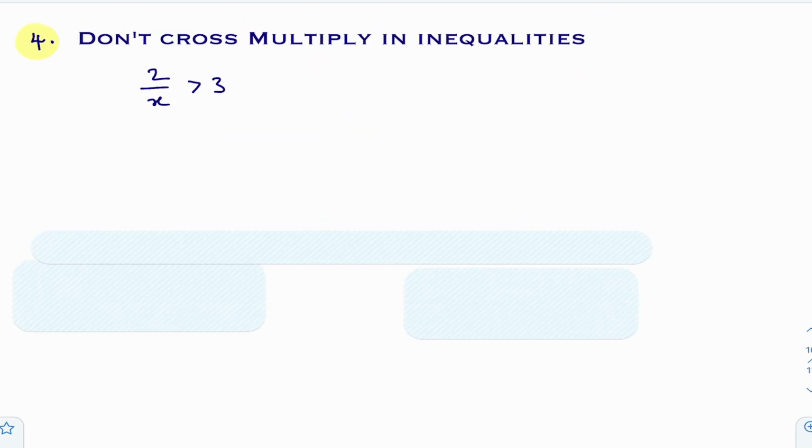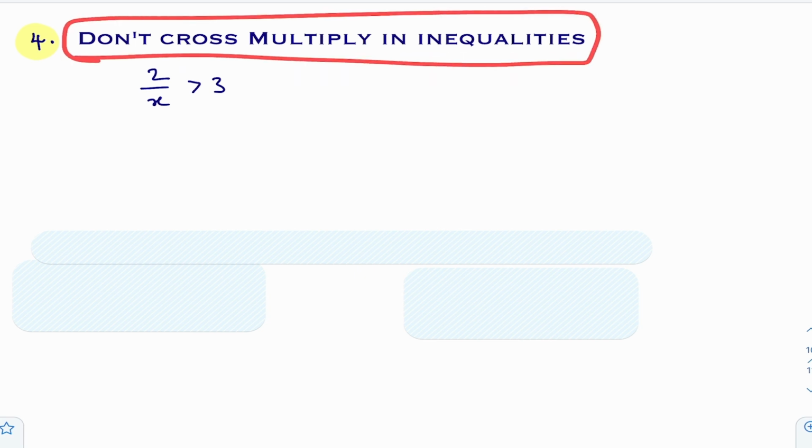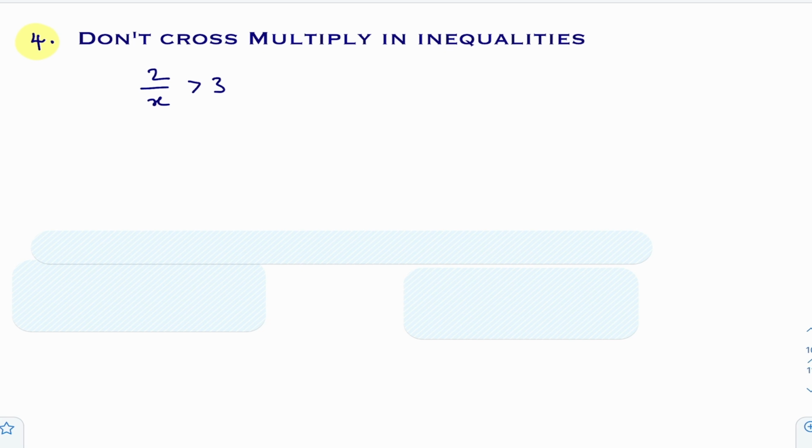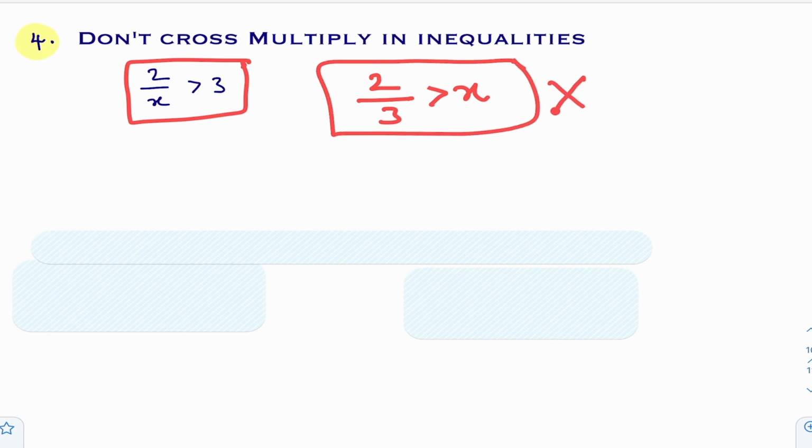Now you see, this is important. Do not cross multiply in inequalities. Many students make this mistake. Suppose 2 by x equal to 3 is there. What is x? They'll cross multiply and say the answer is x equal to 2 by 3. But in inequalities, you cannot do like that. You cannot write 2 by 3 greater than x. This is wrong. You cannot declare like this, right?